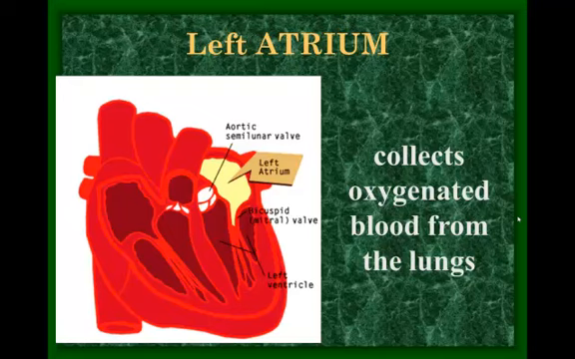That's what the left atrium is collecting. So we got two collection chambers. They're the upper ones. They're the atria. The right is the deoxygenated, oxygen-poor blood. The left is from the lungs, so it's oxygenated or oxygen-rich.